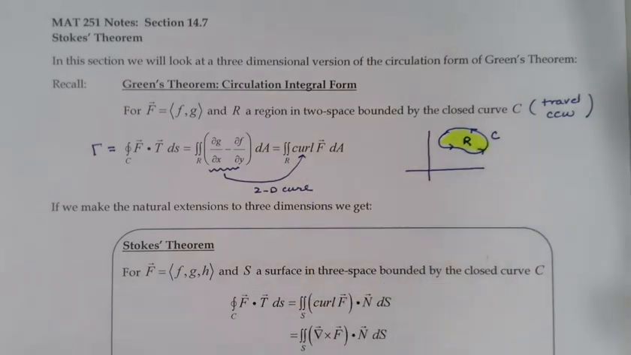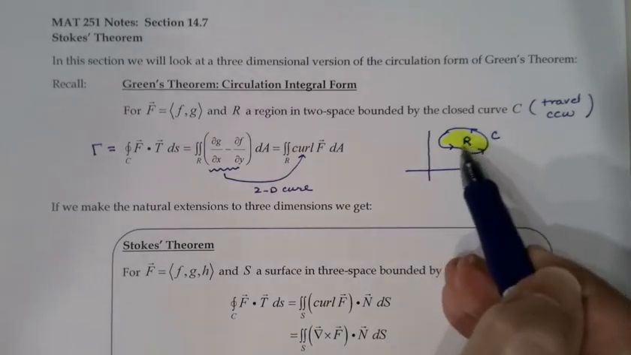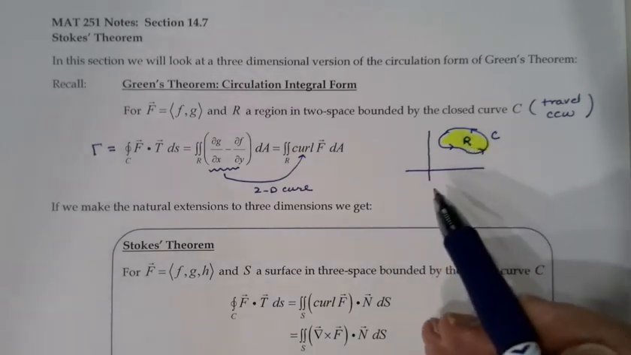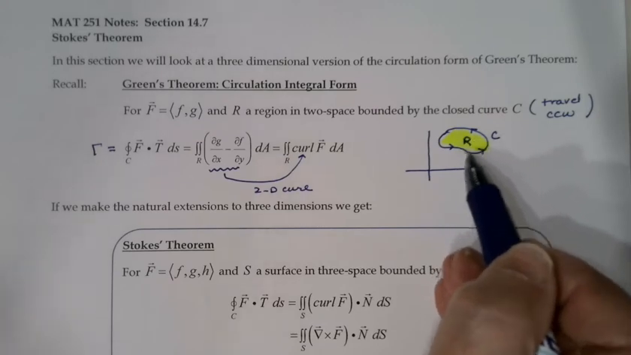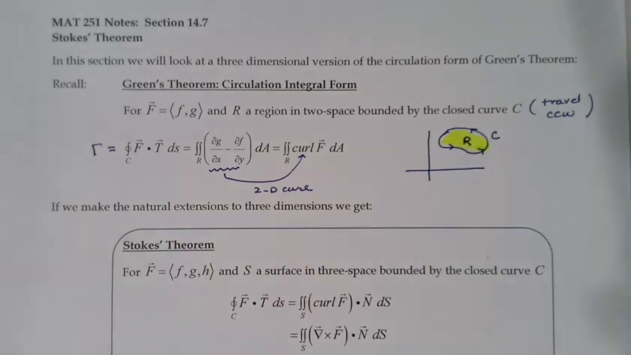And we even talked about why that kind of made sense. Curl essentially measures how much our vector field is swirling. It's a tendency to swirl. And so if we've got a lot of swirl in here, again, it's kind of like that current in the swimming pool, right? The swirl inside creates a current that pulls you around the outside edge.